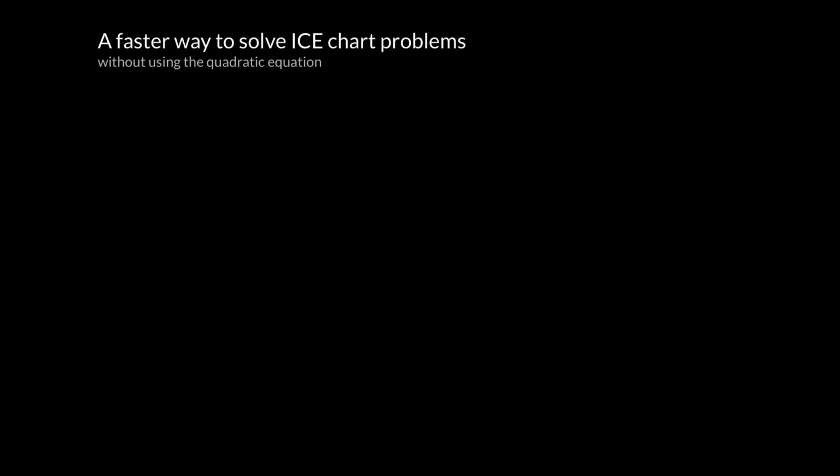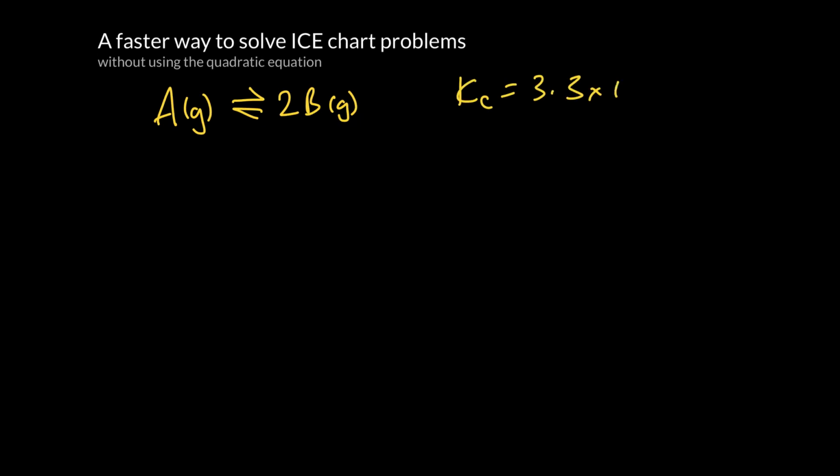In this video, we'll look at a trick that we can use to solve ice chart problems that look at first glance like they need a quadratic equation, but can actually be avoided. So let's look at an equation: A in equilibrium with 2B. And let's say we've got an equilibrium constant for this that is very small, 3.3 times 10 to the minus 5. In fact, when you've got these very small equilibrium constants, you should always start thinking about these tricks.